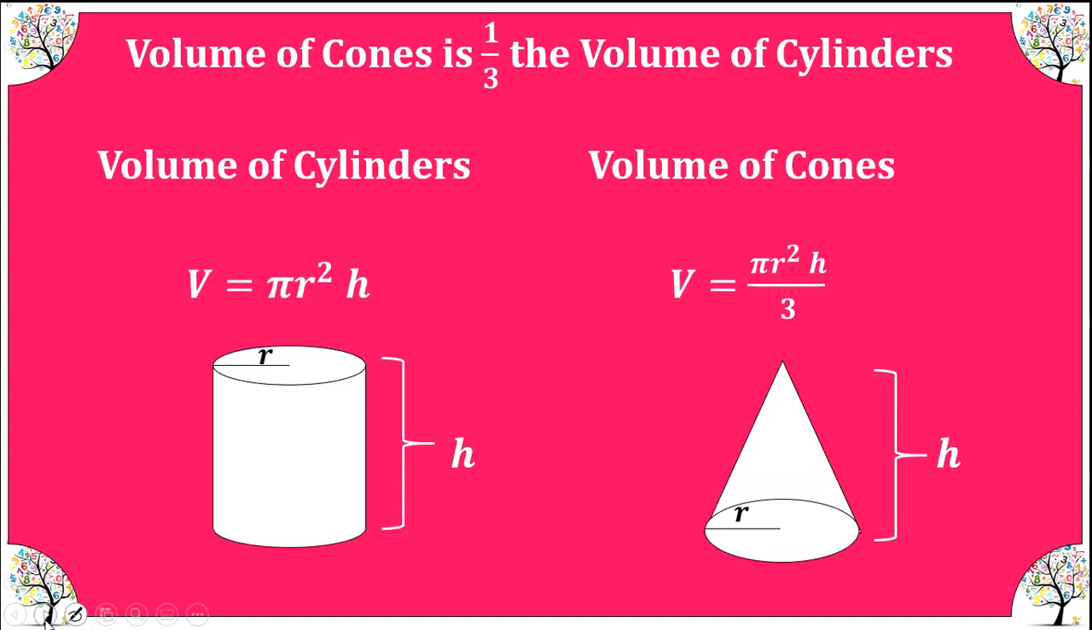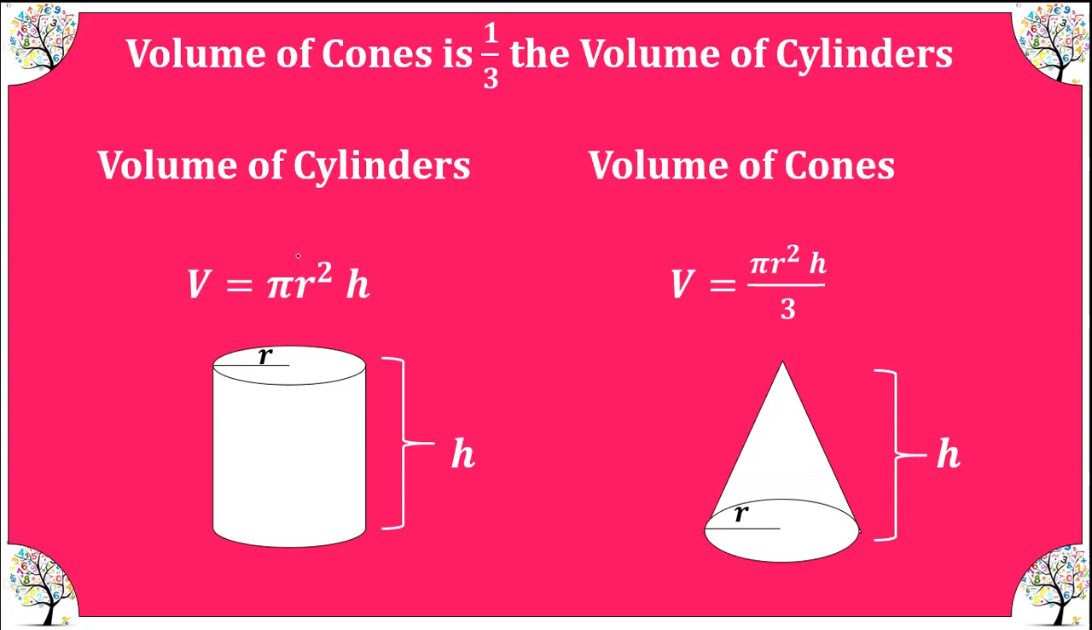It's simply the formula for the volume of a cylinder, but we divide it by 3 because it's 1/3 of the volume of a cylinder. Or you could look at it as the volume of a cylinder is 3 times that of a cone. So let's recall the formula for the volume of a cylinder.